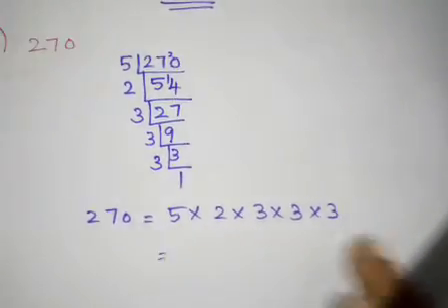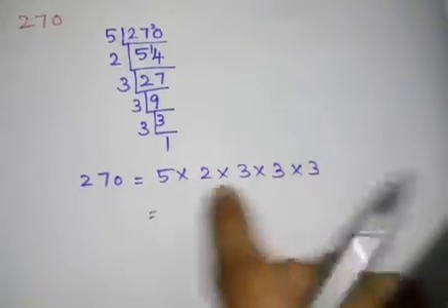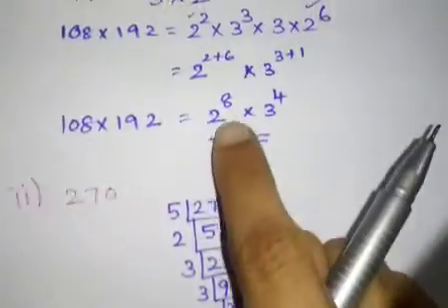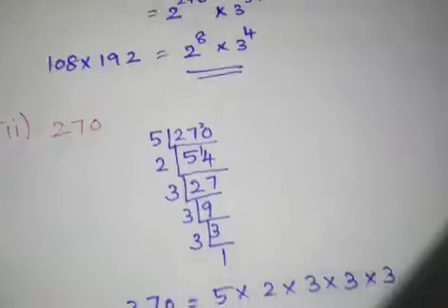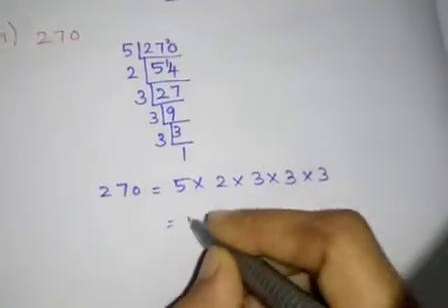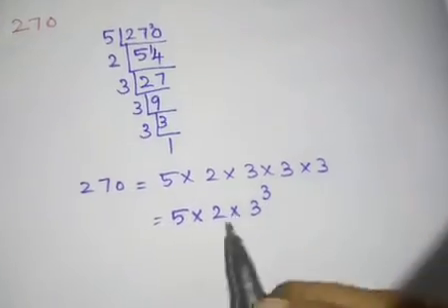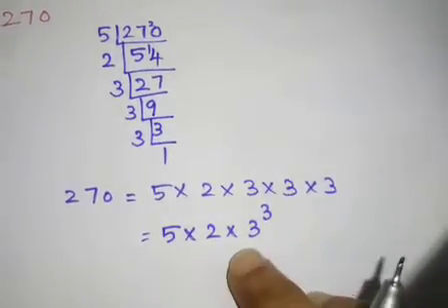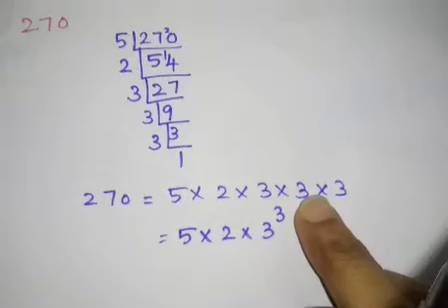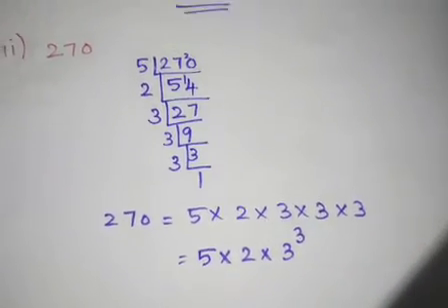Now how will you write this as exponents? You should not stop till this. You should write the answer like exponents, with some base and exponent. 5 into 2 into 3 cube. Okay, because 3 is multiplied 3 times, so 3 cube. Understood? Next, what is the next problem, children?